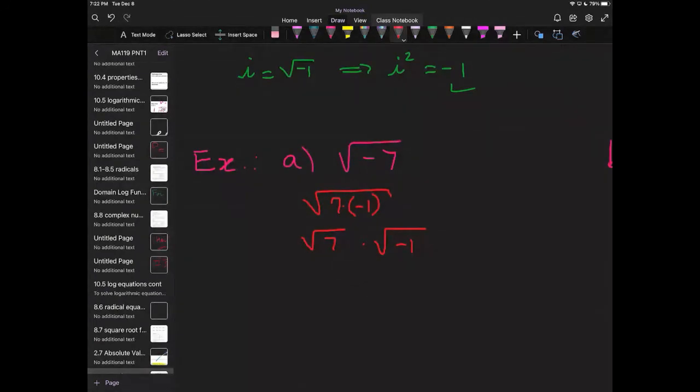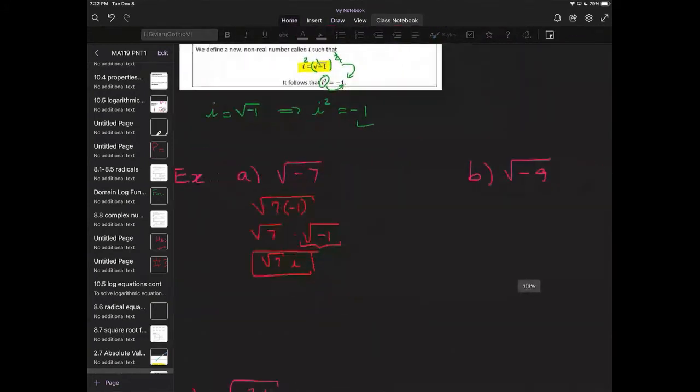Now, the square root of 7 is a real number. Actually, it's an irrational number, but it is a real number. But the square root of -1 is i. So the answer here in terms of i is square root of 7, which is already simplified, times i. Now let's see another example like this.